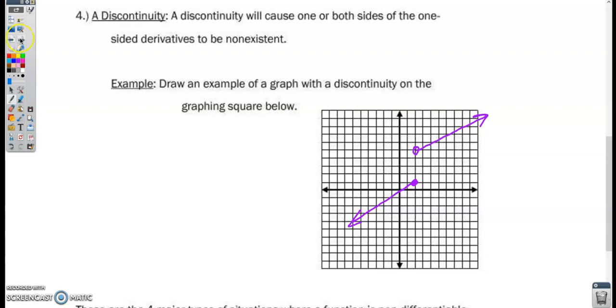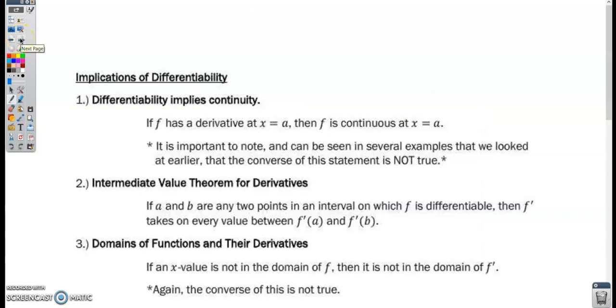Implications of differentiability. Differentiability implies continuity. If a function has a derivative at x equals a, then that function has to be continuous at x equals a. It's important to note that the converse of this is not true. Knowing that something is continuous does not mean that it's differentiable. We saw that with our cusps and our corners and our vertical tangents. All those functions that I drew were continuous, but they were not differentiable at their entire domain.